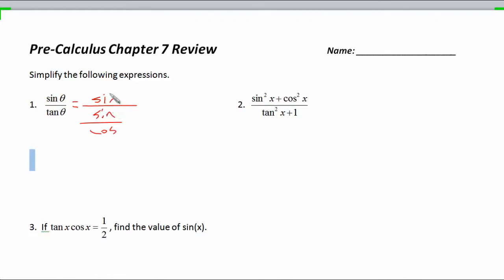So the first thing I see here is that I have a fraction in the denominator. So I'm going to multiply by its reciprocal instead of dividing by this. So I'm going to multiply this by cosine over sine. And what you'll notice happens here is that the sine values cancel, and you're actually just left with cosine theta.